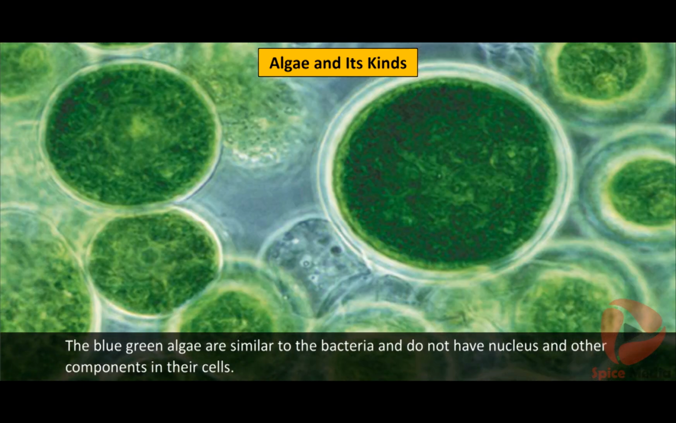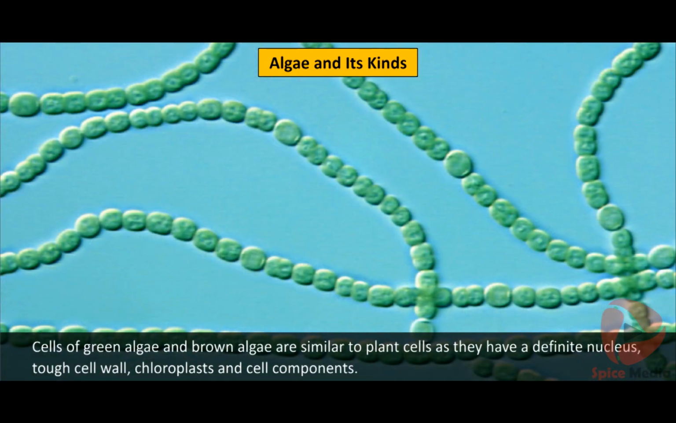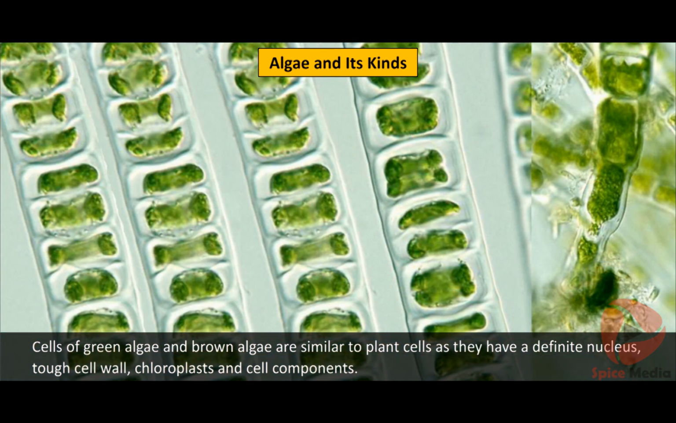The blue-green algae are similar to the bacteria as they do not have a nucleus and other components in their cells. Cells of green algae and brown algae are similar to plant cells as they have a definite nucleus, tough cell wall, chloroplasts, and cell components.